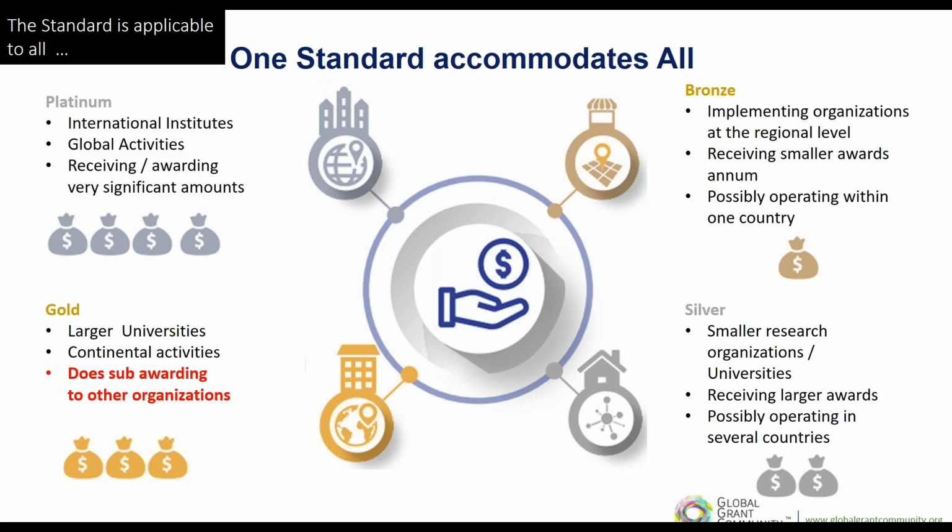As the organization gets slightly bigger, maybe a small research organization, maybe receiving larger grants, and maybe operating across several locations, then moving up to silver is absolutely where you need to be. If you are a large organization, complex, you have continental activities, and more importantly, if you make sub-awarding or subcontracting to other organizations, then you need to be gold. And platinum is really there for the very large organizations that are going to be around for a long time.